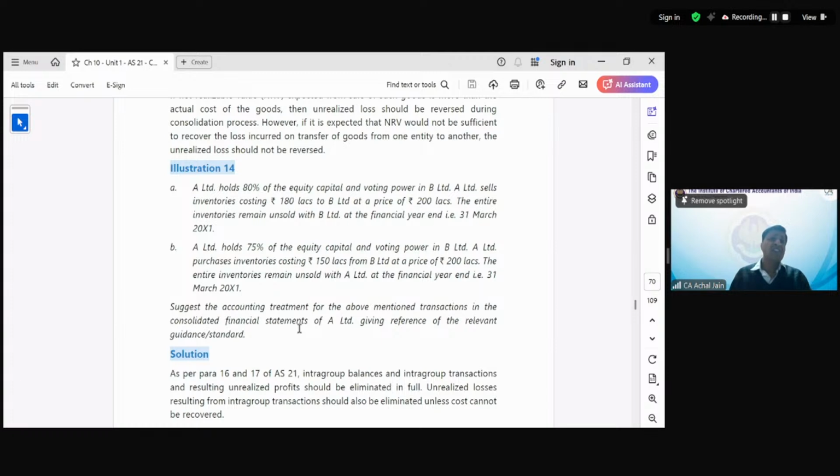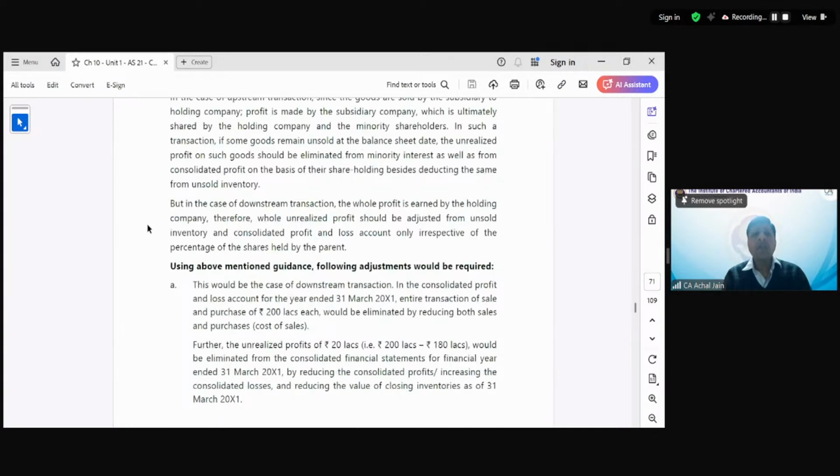at the year end. So in this case, can you tell me the eliminations you will do? Quickly, over to you. Sukhveer says eliminate sale by reducing purchases. Very good. Okay, what's the other one? Hardik has the same answer.